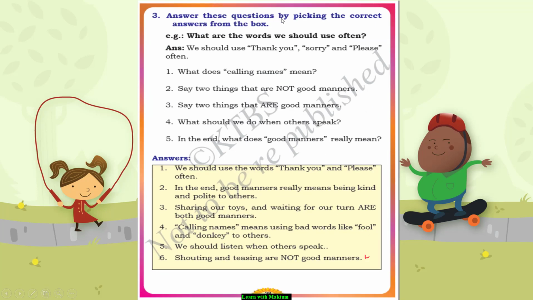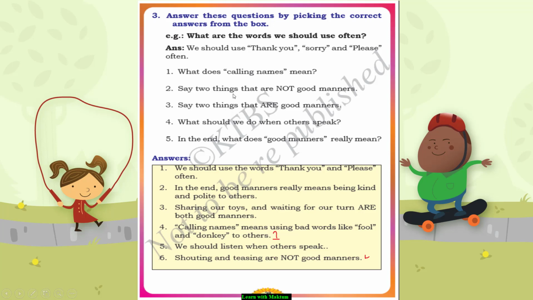Answer these questions by picking the correct answers from the box. So they have given you some questions here and also the answers, but the answers are shuffled. We have to choose the correct answer for the question. What does calling names mean? The answer for this one is here, one. Calling names means using bad words like fool and donkey to others. So this is the answer for the first question. That's why I wrote one.